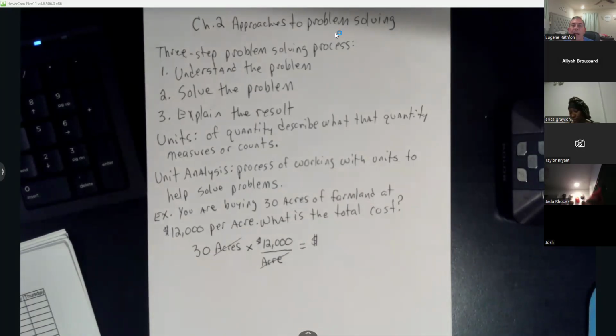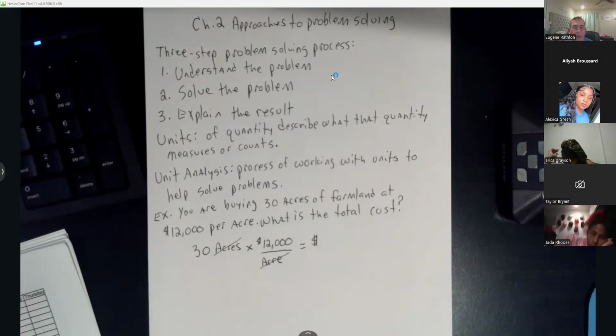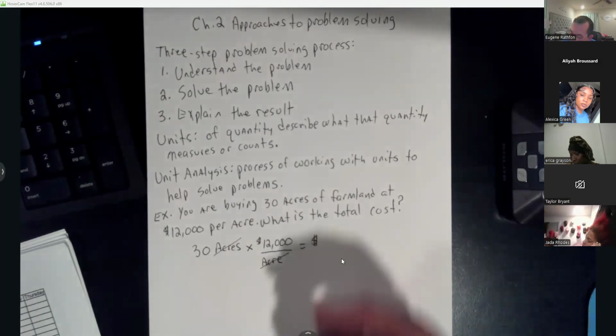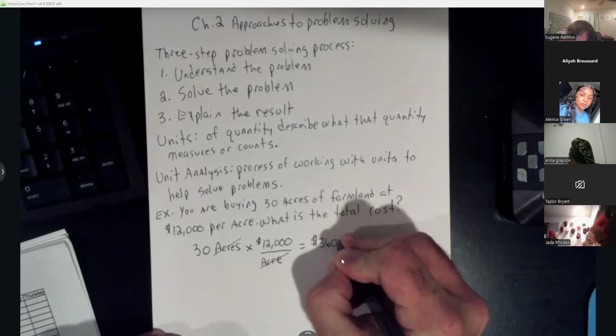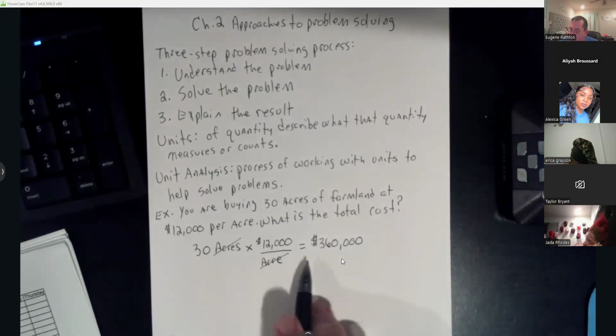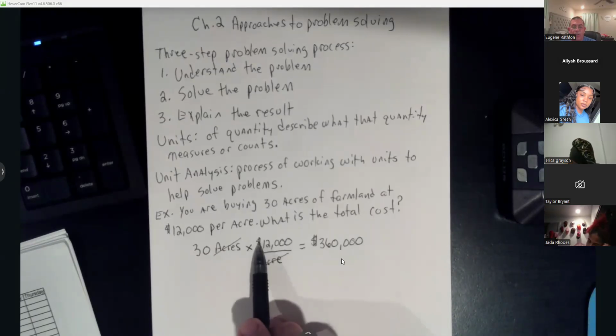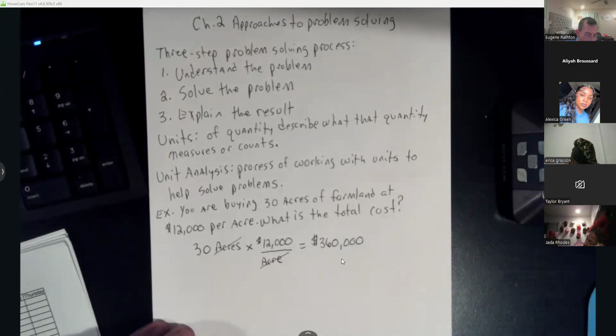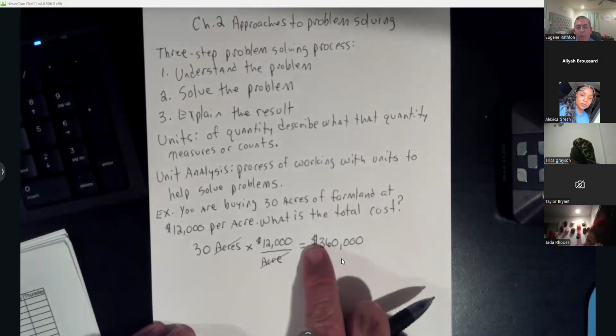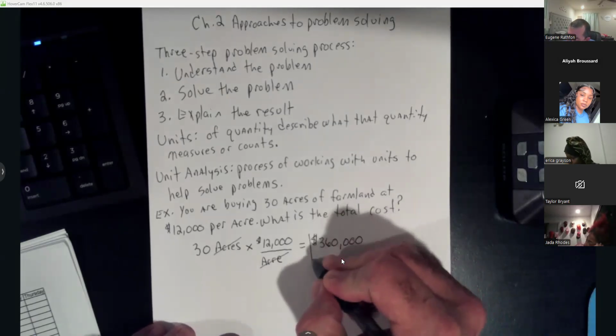All right, y'all, so let me pull my chat up. Y'all got a calculator on you handy? Yes. All right, we need to multiply that 30 times 12,000. 360,000. And y'all, that'll be in dollars. Since our dollars didn't cancel out, all it canceled out was our acres when we were multiplying through. All right, so we're happy it came out with the units we expected.